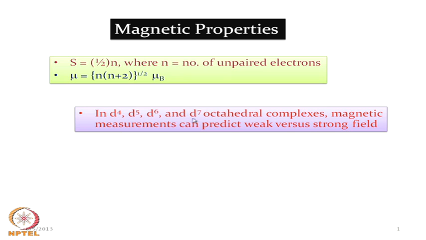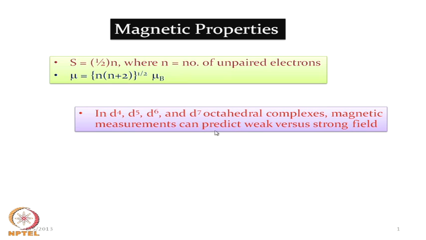If we have d4, d5, d6 and d7 electronic configurations in octahedral complexes, then magnetic measurements can predict the weak versus strong field for the available crystal field. This is the direct application of crystal field theory. Crystal field theory gives us two different forms, the weak field form and the strong field form. For d4, d5, d6 and d7, so far we have been able to calculate the crystal field stabilization energies, because depending upon the number of electrons in the t2g and eg levels, the CFSE values are different. We have seen that also when we applied the CFSE values for ionic radii, for hydration energy, for spinel structure and many other cases.